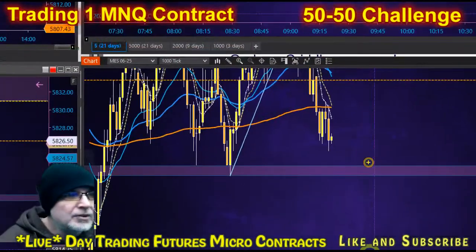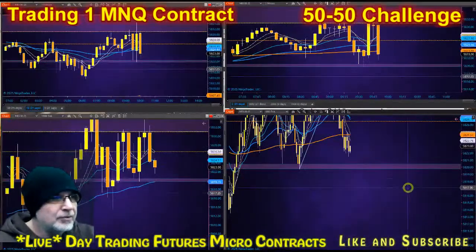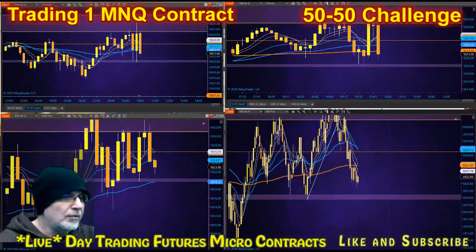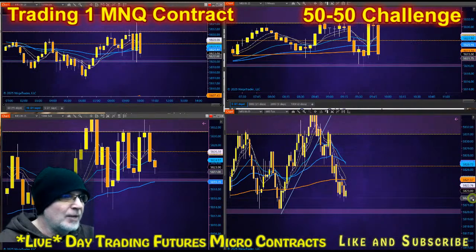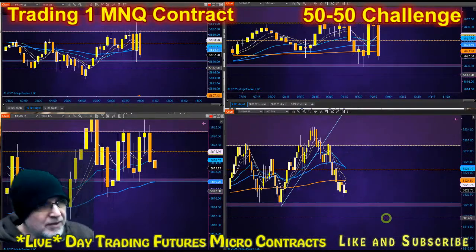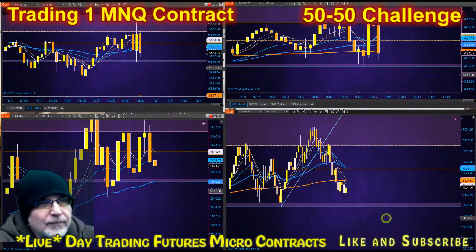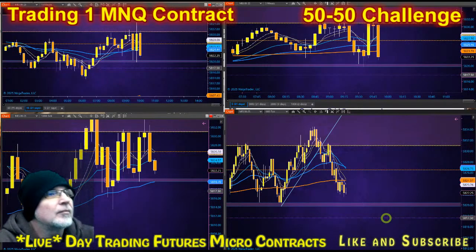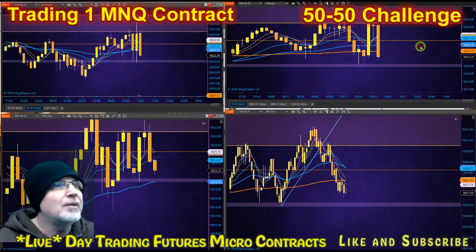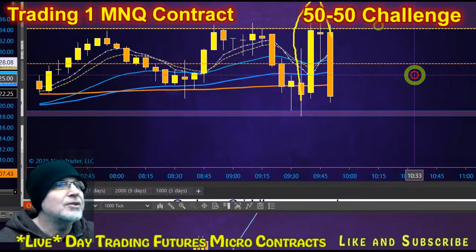Let's see what it does coming into this box. Sweep this box level, give me a 3-bar reversal after that. That's my plan. That's my next trade setup. If it doesn't come down all the way, I don't think I'm going to get in it. I mean, look at these candles on the 5-minute chart. I mean, goodness gracious.